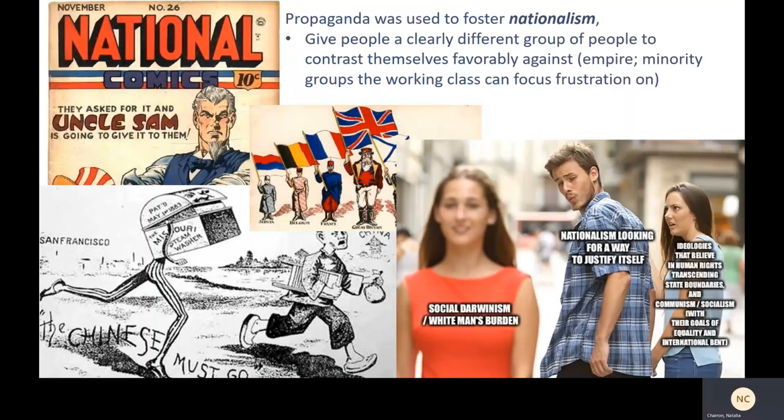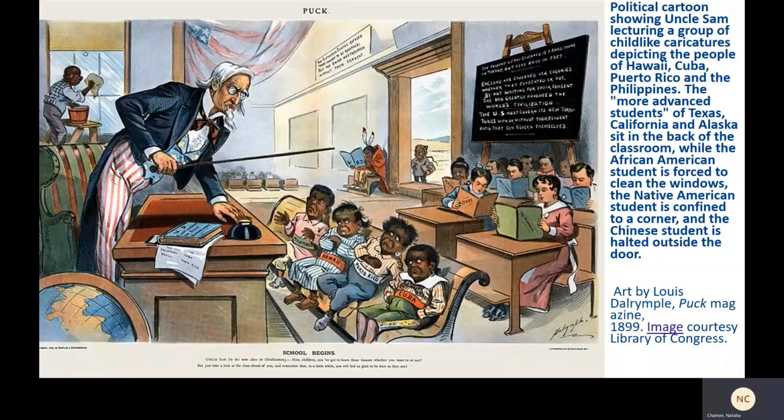As we've seen, propaganda was used to foster nationalism and to give people clearly different groups of others to contrast themselves favorably against. So this could be people from the empire or minority groups that the working class could vent their frustrations on. Social Darwinism, for example, was an ideology that began to emerge that could help rally the working class against an enemy that wasn't the rich.